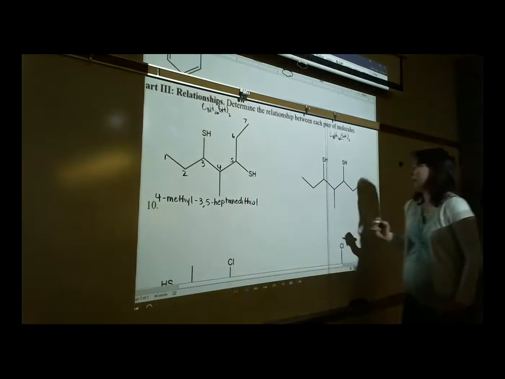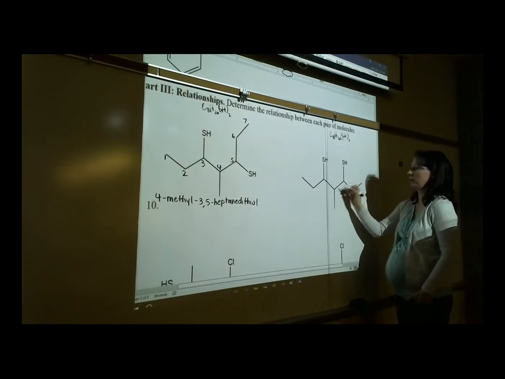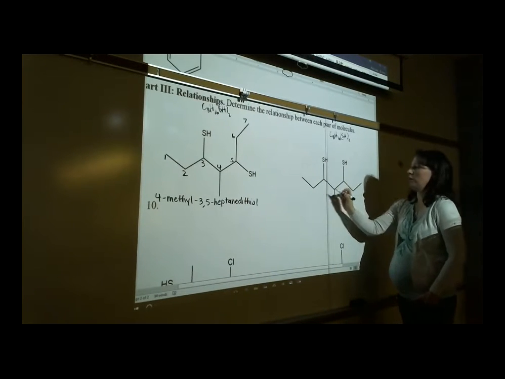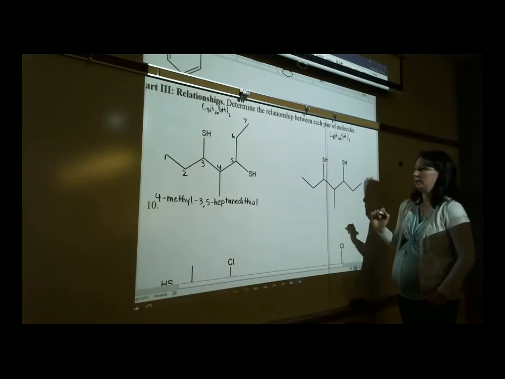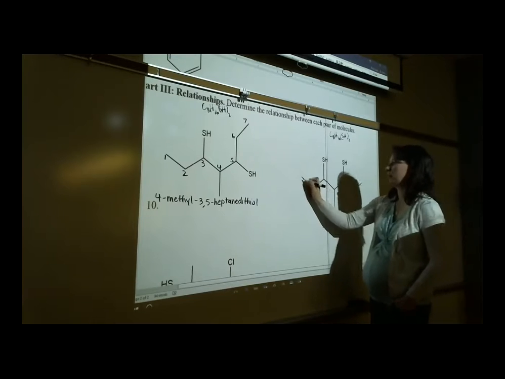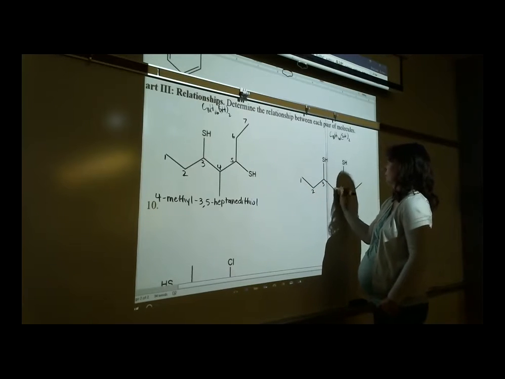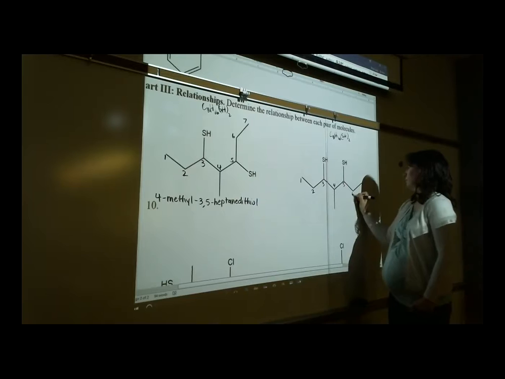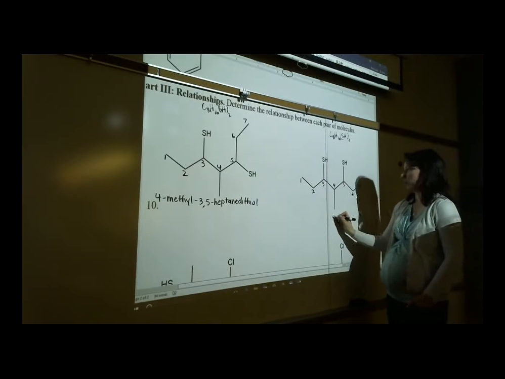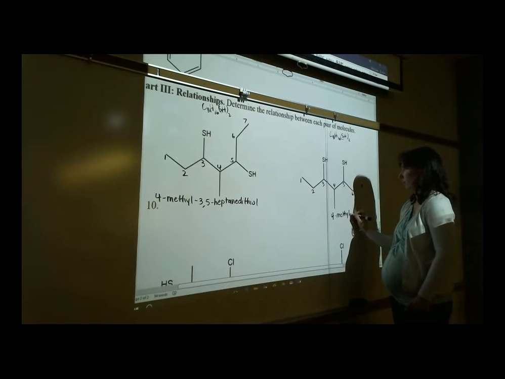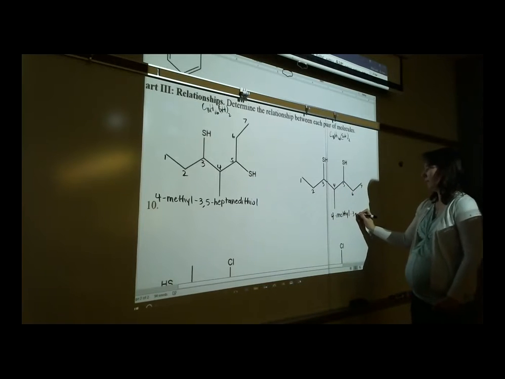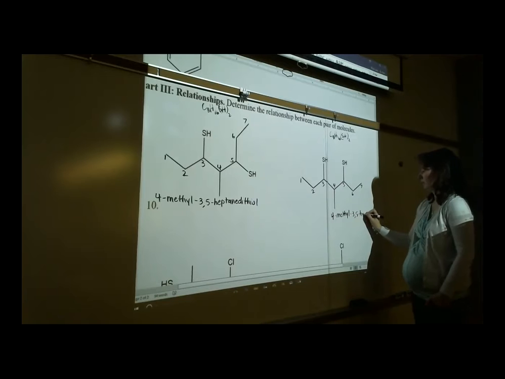And then for the one on the right, 1, 2, 3, 4 gives me 3, 4. Right? So either way works here. So this is also what? 4 methyl, 3, 5, heptane dithiol. Right.